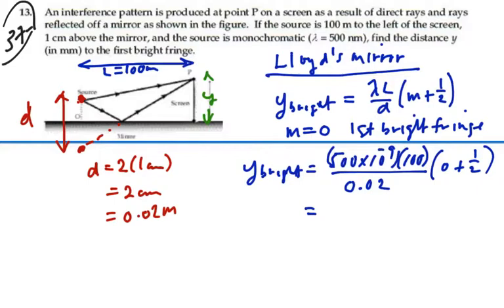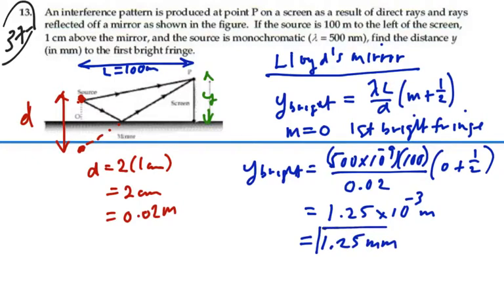I get 1.25 times 10 to the minus 3 meters, or that would be 1.25 millimeters. So 1.25 millimeters up from the screen, we will see the first bright fringe, or up from the mirror itself, the first bright fringe, 1.25 millimeters.